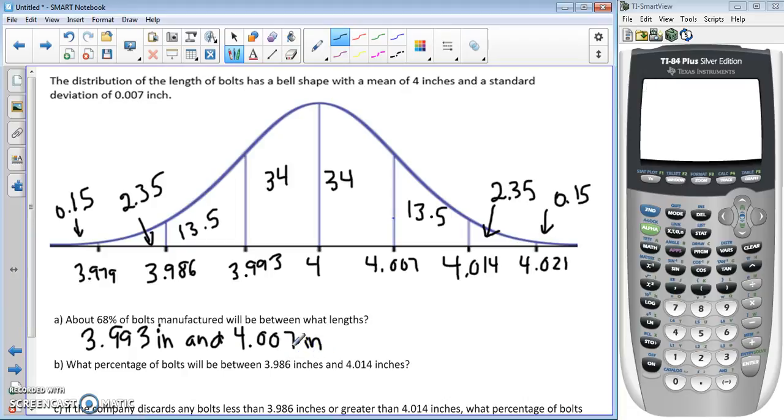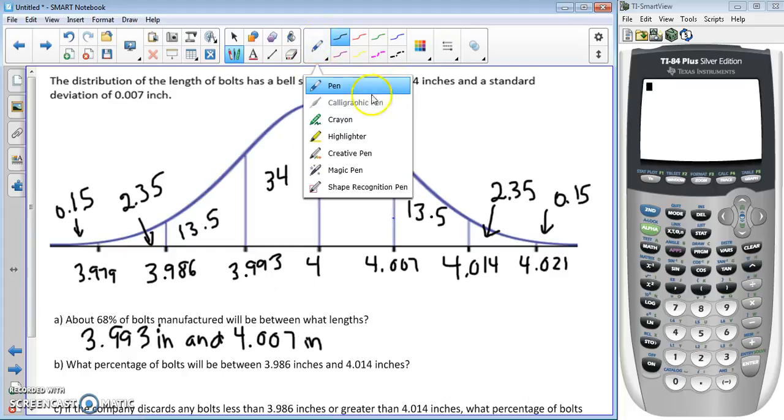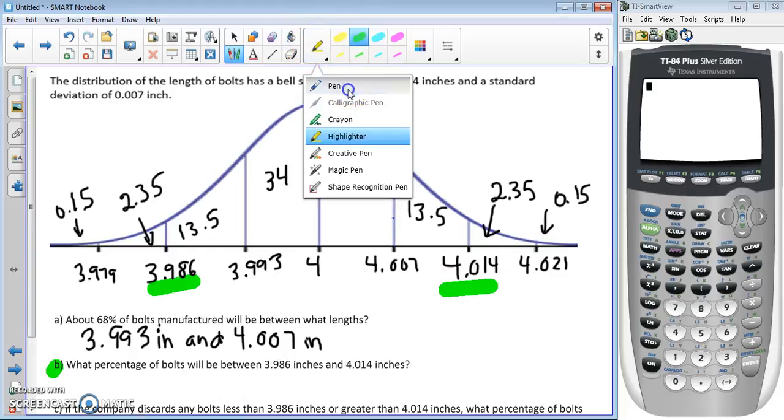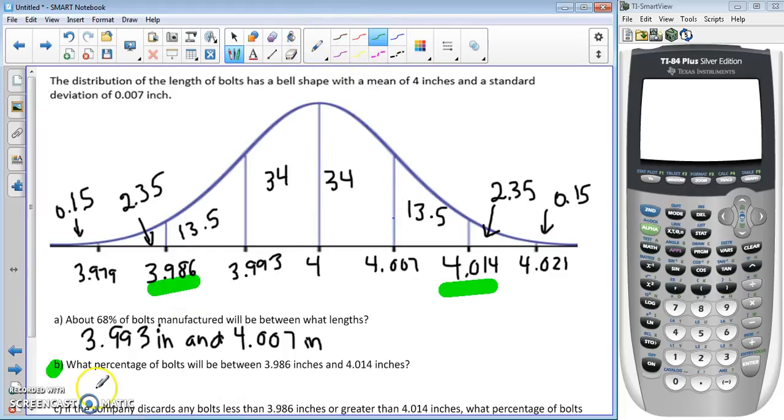Okay. So B says what percentage of bolts will be between 3.986 inches and 4.014. So again, let's mark our values here. So between 3.986 and 4.014, so that's 2 standard deviations away here. So 2 standard deviations away, there is 95%, right?